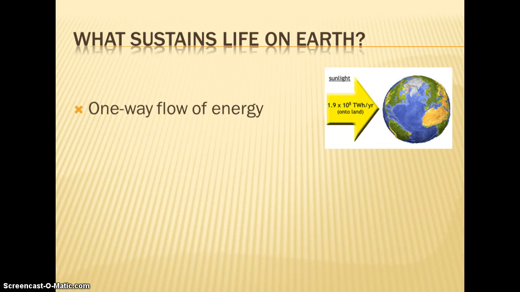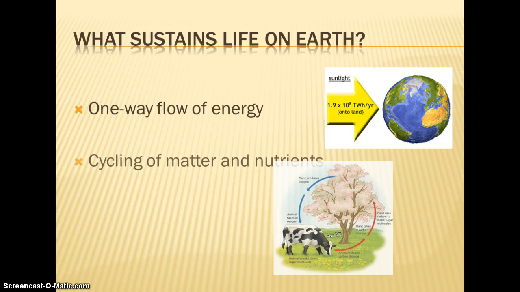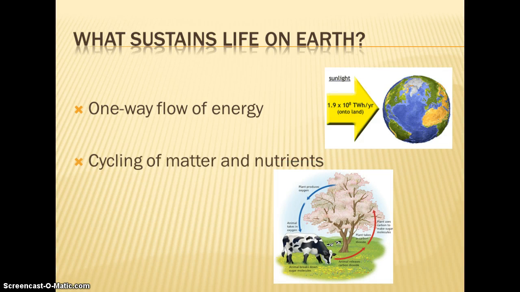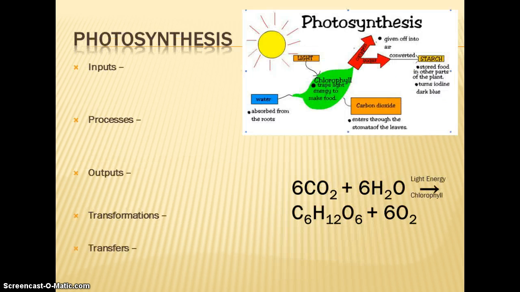All right, so life on Earth is sustained by solar energy. That's what drives photosynthesis. We are a closed system, so we have a one-way flow of energy. We cycle our matter and nutrients. Energy cannot be cycled. Remember from our first and second laws of thermodynamics that energy, once it's used, is degraded to a lower form, which is usually going to be heat. Gravity is what drives our biogeochemical cycles, the cycling of matter and nutrients.